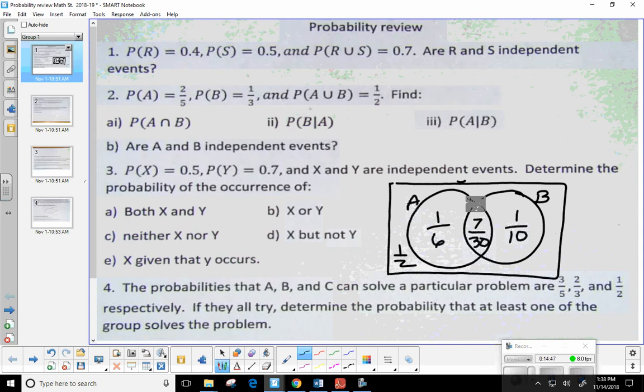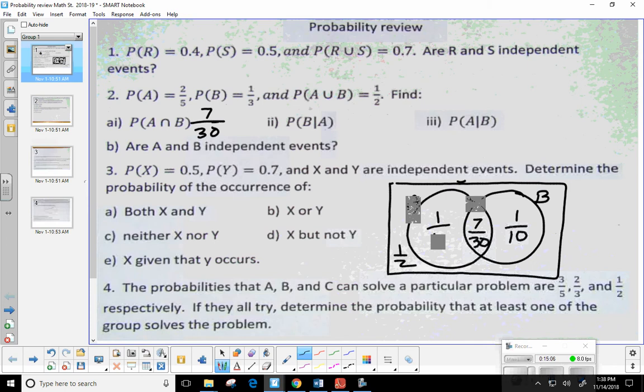Okay, and what would that be? 7/30. I mean, we see right there, the intersection is 7/30. Okay, now what is this right here with that little line segment? The probability of B given A. This is our conditional probability.